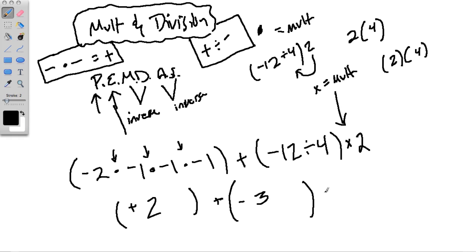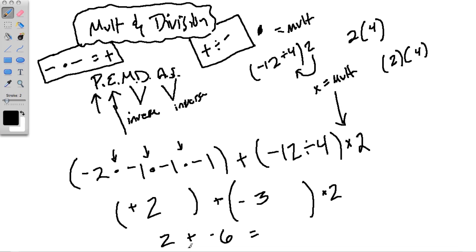We have times 2. Okay, now what do we do? Well, there's nothing left to do with this number right here, so I'm just going to rewrite it as 2, plus. Multiplication is next in PEMDAS, so I'm going to try -3 times 2, which is -6. Again, just like division, if I have one number that's positive and another that's negative, and I'm finding the product or quotient, my answer will be negative. So here's -3 times 2, and that's -6.